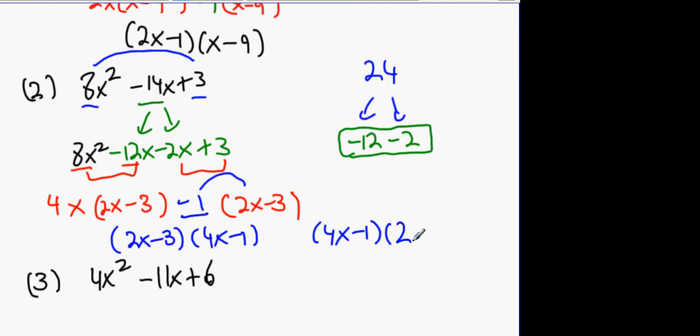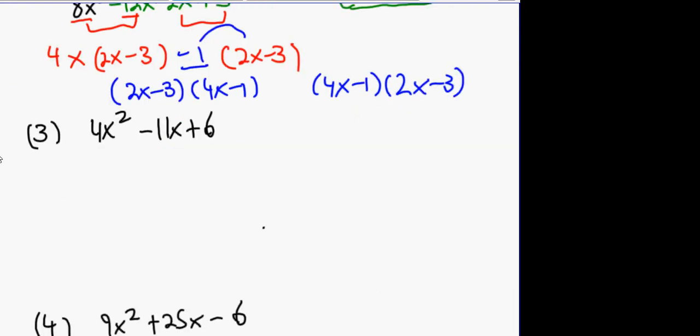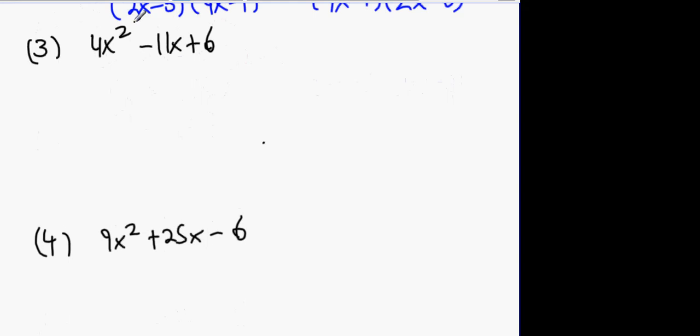Well done. Okay, Connor, you're up next, are you? Yep. Alright, Connor, off you go. 4x squared minus 11x plus 6. Your reference number is 24, since 4 multiplied by 6 gives you 24. After that, minus 8 and minus 3. Minus 8 multiplied by minus 3 gives you plus 24, and when you add them, you get minus 11.